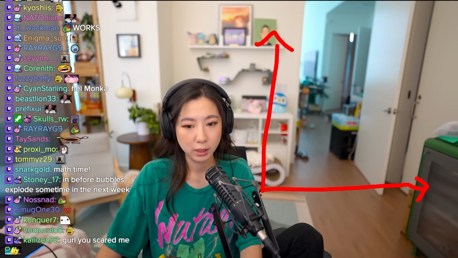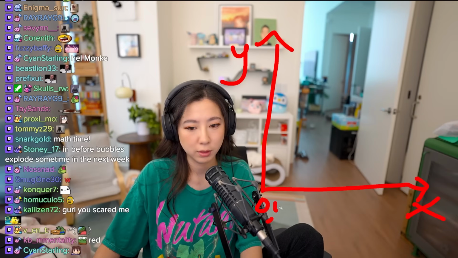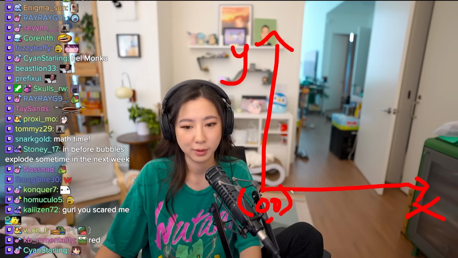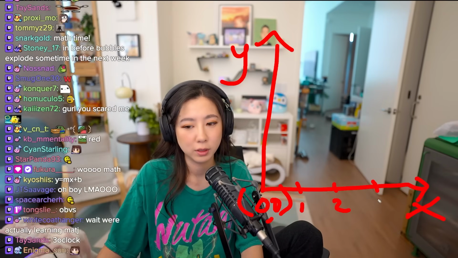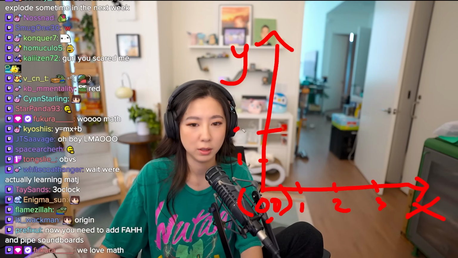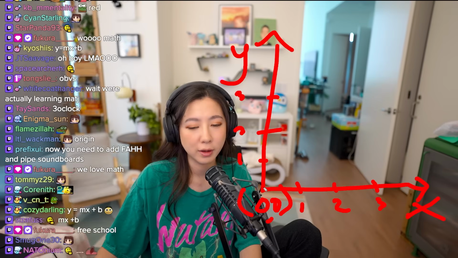Slope of a line. It's like x and y, and then there's 0, 0, obviously, right there. Okay. Looks like boobs. Okay, sorry. 1, 2, 3, whatever. So if I'm trying to find the slope of a line, right?